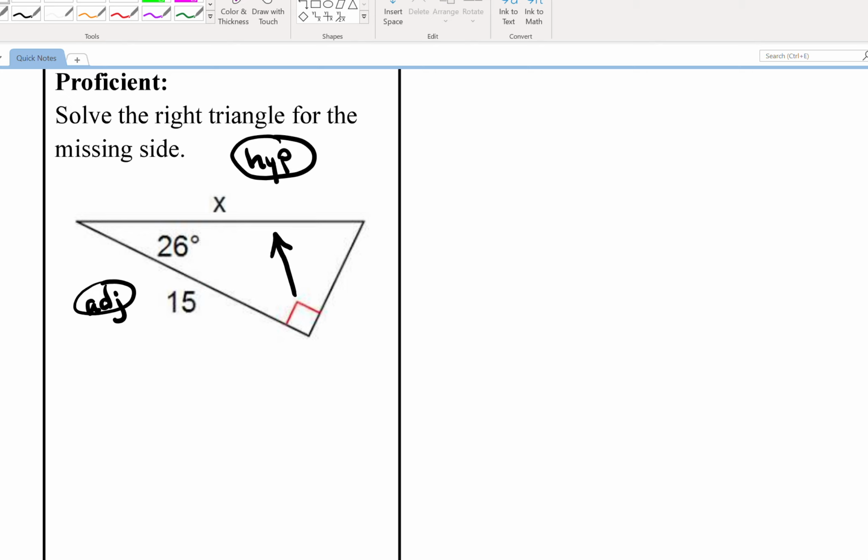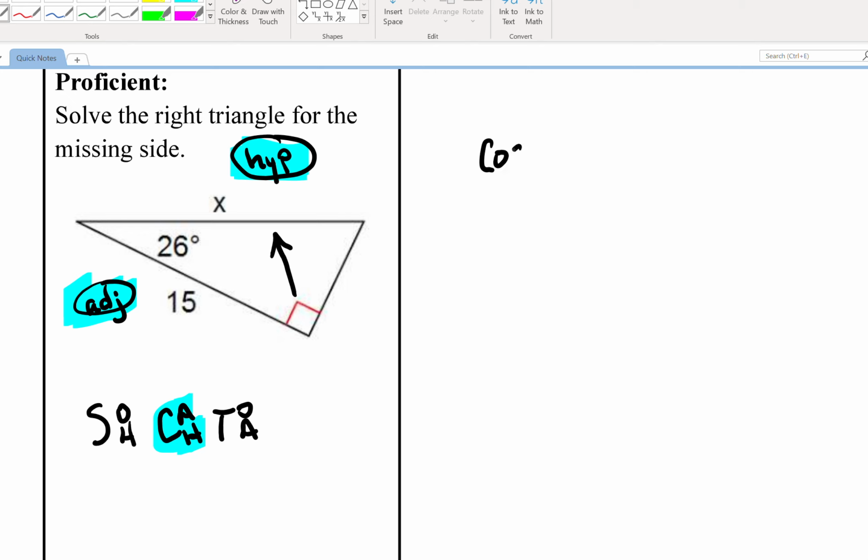We're going to go back and write our SOH, CAH, TOA. Remember to write that and use it as much as you can. That's going to help you to remember that mnemonic. So, SOH, CAH, TOA. And I'm going to ask myself, I've got A for adjacent and H for hypotenuse. And that would be A and H. That's the cosine. So that's what we're going to write.